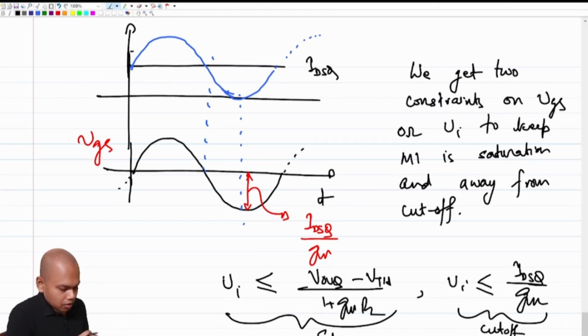So which value will you choose? Let's say after doing the saturation constraint, I got 100 millivolt, so Vi should be less than 100 millivolt, and after doing the cutoff constraint, I got Vi should be less than 50 millivolt. Which one should you choose? Obviously, you should choose the one for which both constraints are met, which means you will choose Vi to be less than or equal to 50 millivolt. Because if you choose Vi less than 50 millivolt, you not only satisfy the cutoff constraint, but also satisfy the saturation region constraint, right?